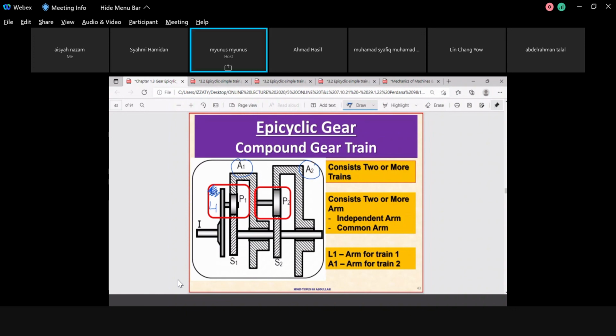So look at A1, L1, S1, correct? Then the next train, train number two: A2, P2, S2, correct. But as you have P2 here, you know that A1 is attached to P2, so this one will be L. So now here, you will have A2, with A1 acting as L. You understand me or not?